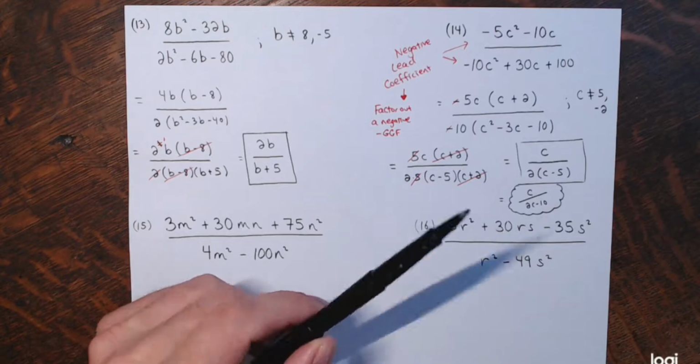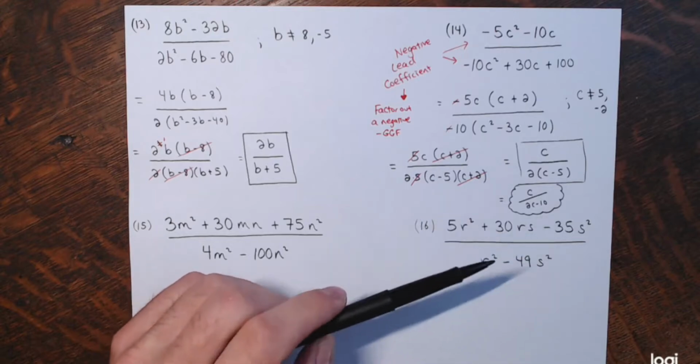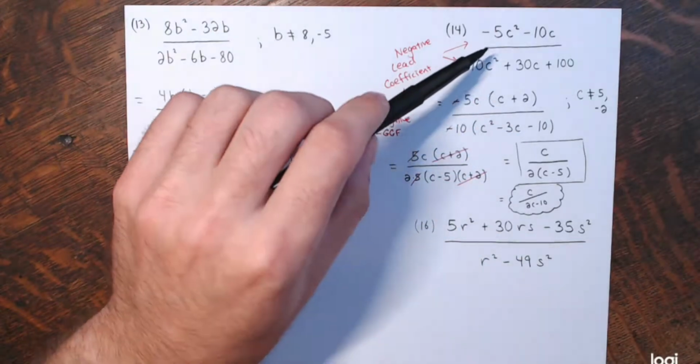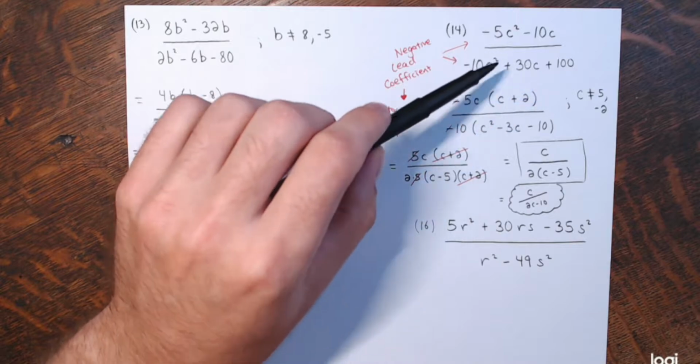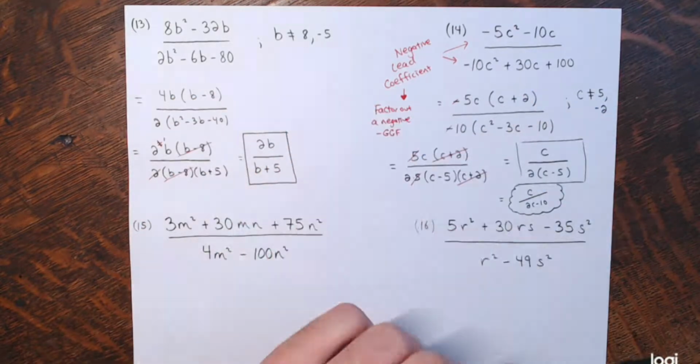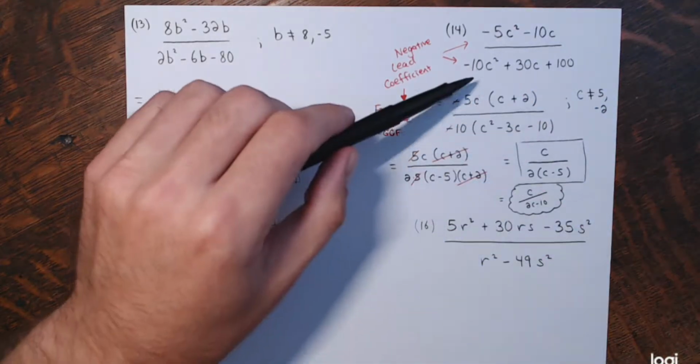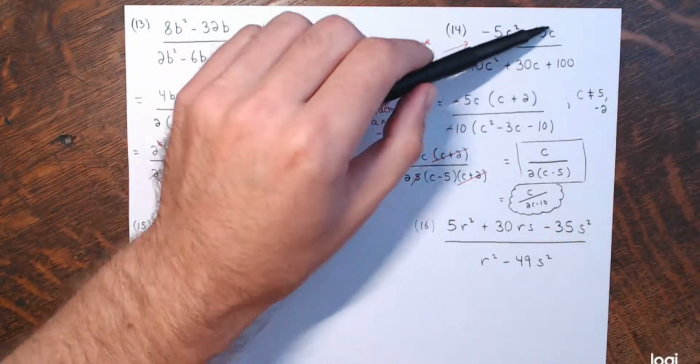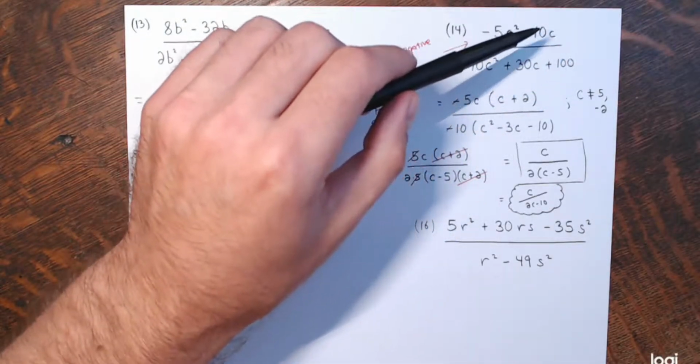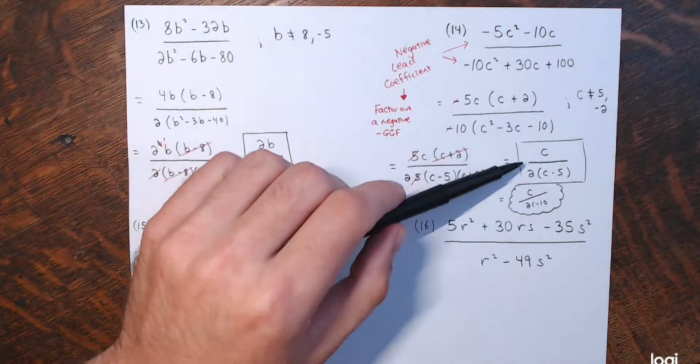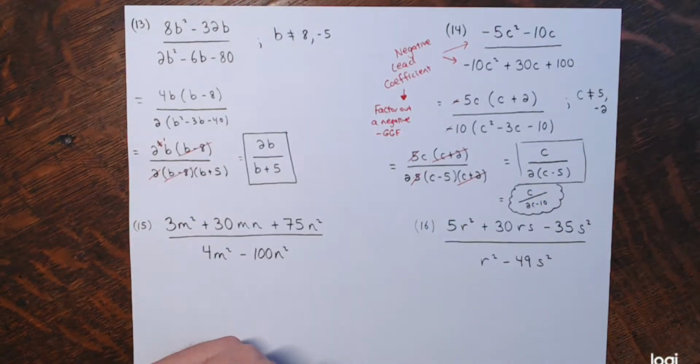And again, to check, if you want to test it out, replace c with any value you want except 5 or negative 2. And the value of the original expression, the original fraction, should be the exact same as the value of the simplified fraction. So again, check that out on your own.